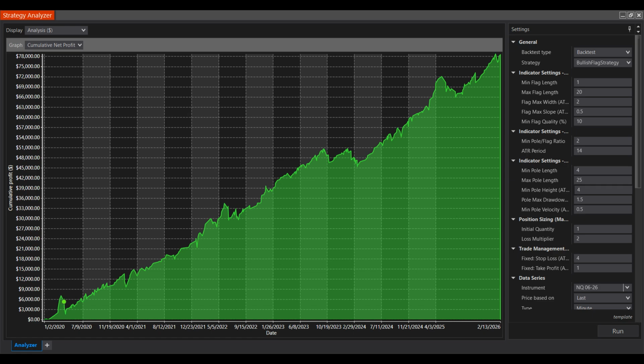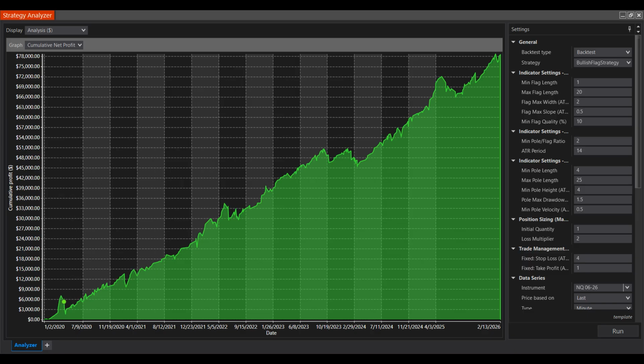Welcome back, everyone. What you are looking at right now is not a simulation of the perfect market. This is the actual equity curve of a 100% automated bullish flag strategy running on the NASDAQ futures. A lot of algorithmic traders dismiss classical chart patterns as subjective or impossible to code. But as you can see right here, when you quantify this pattern correctly, the edge is absolutely undeniable.